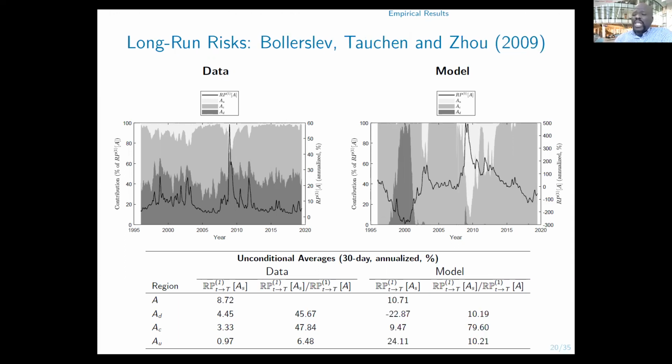After that, what we did is that we look at the model from Bollerslev, Tauchen, and Zhou, which is among the first to show the economic mechanism that uses the variance risk premium to predict excess market return. So here so far, results are not consistent, not close to the data.